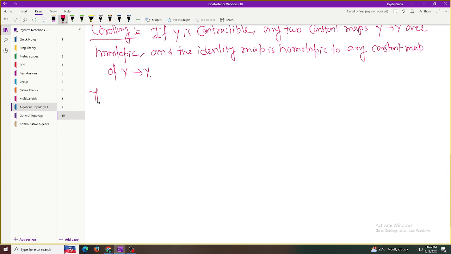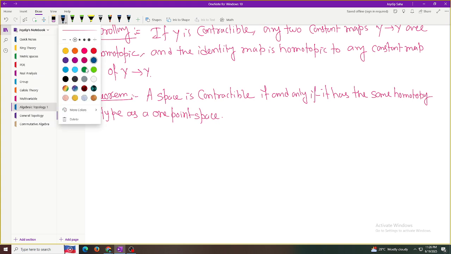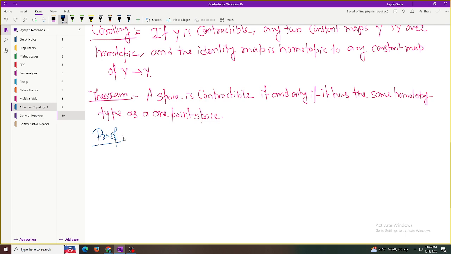Theorem. A space is contractible if and only if it has the same homotopy type as a one point space. Proof is very easy.